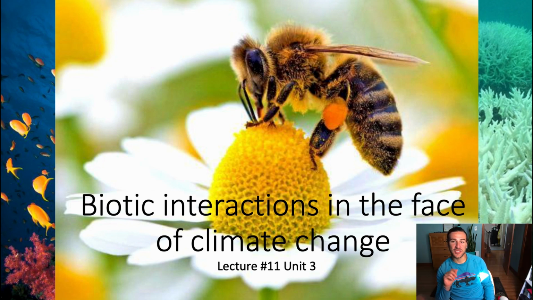In today's lecture, which is lecture number 11, still in Unit 3, I'm going to look at some of these leading issues, these biotic interactions that are occurring during the Anthropocene. And so we're going to focus on the disappearance of bees as well as coral bleaching. I really like this lecture because we're focusing on just two of these major interactions, but one is in terrestrial habitats and the other is obviously in marine habitats.